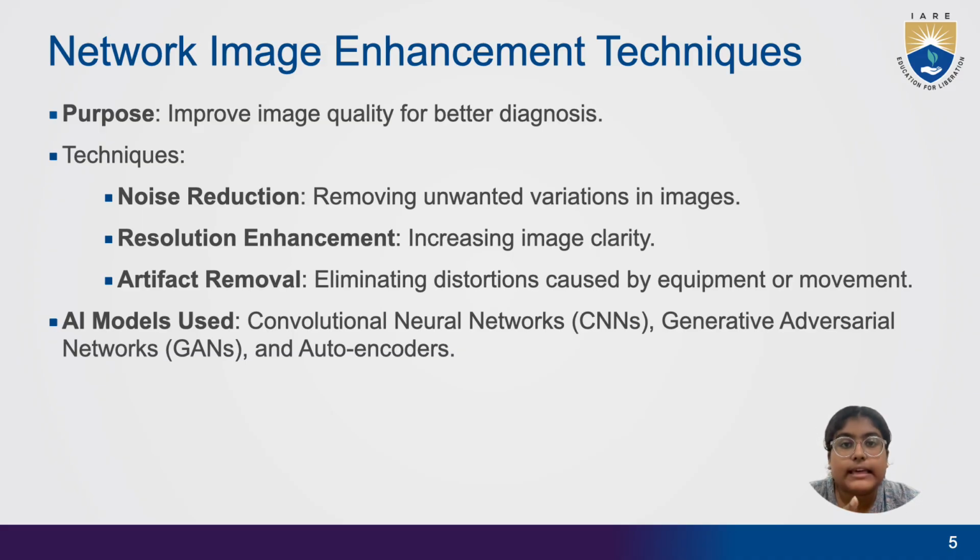To do this, AI models like CNNs, GANs, and autoencoders are used. Each one plays a different role in improving images. This is like upgrading an old blurry camera to a modern high-definition one.